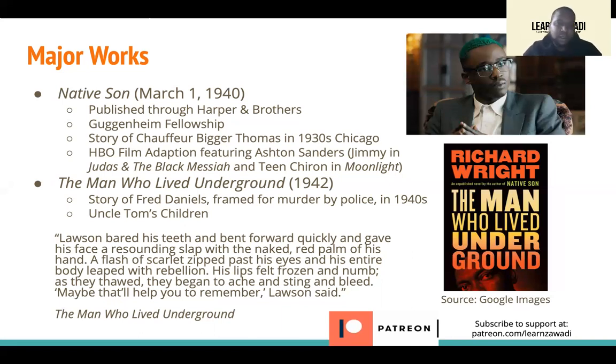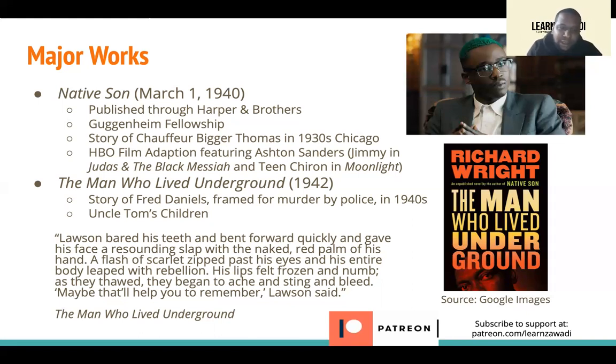I'm gonna read this quick little piece right here at the bottom, an excerpt from The Man Who Lived Underground. This is a part of the text where Fred Daniels is in the police station, I believe, being questioned by the detectives. The detectives are using techniques that are unconstitutional, but it's the police, so they're above the law, of course, right? Or these particular officers were acting like that. And so Richard Wright writes the following.